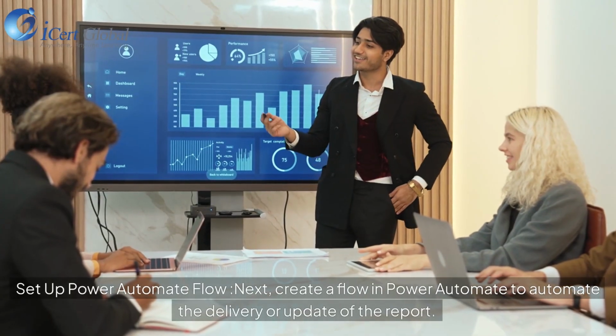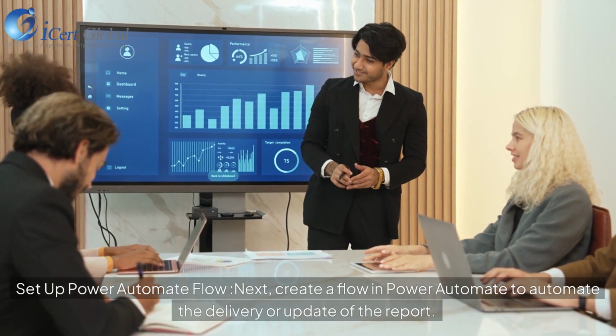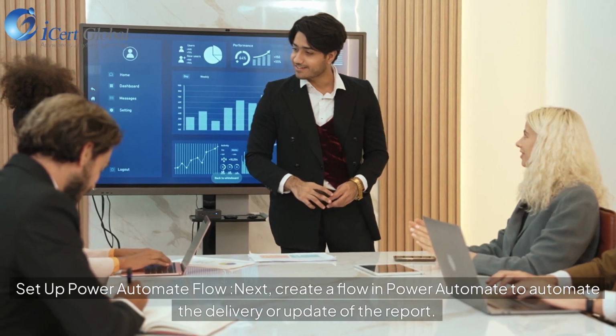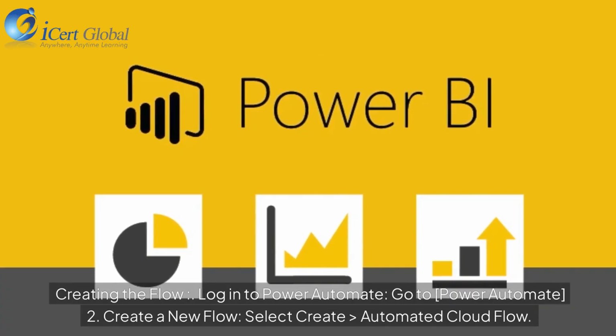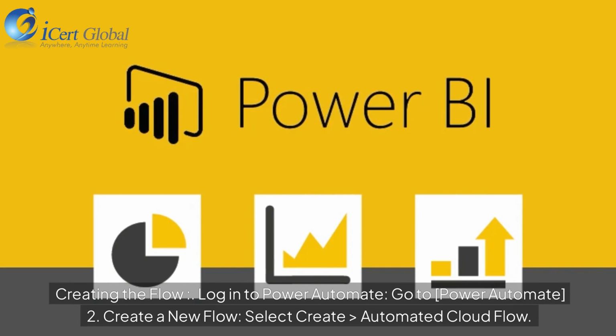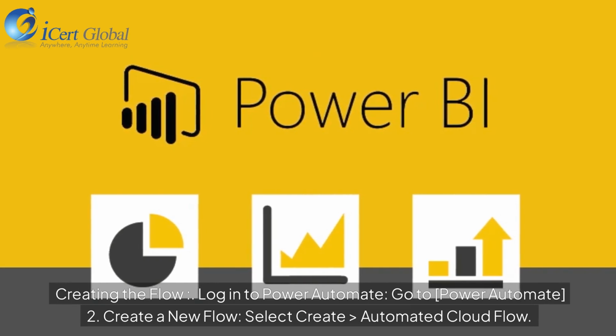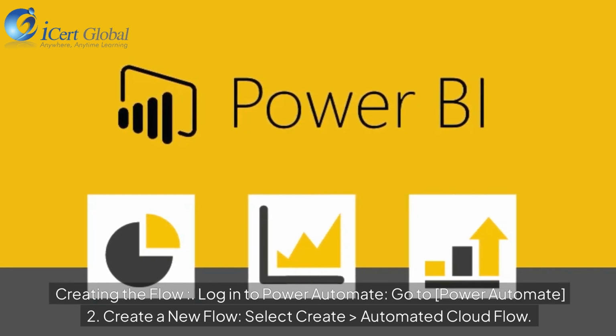Set up Power Automate flow. Next, create a flow in Power Automate to automate the delivery or update of the report. Creating the flow: log in to Power Automate, go to Power Automate, create a new flow, select Create > Automated cloud flow.